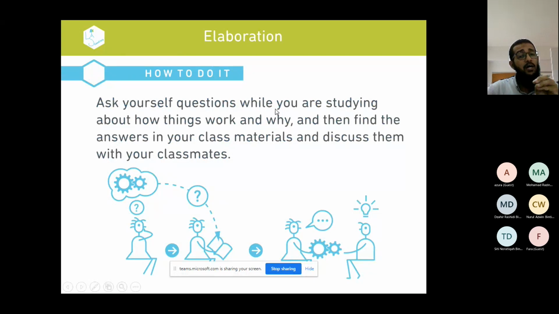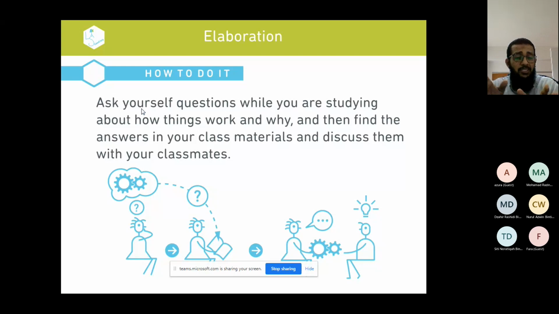So you ask yourself questions while you are studying about how things work, especially two types of questions: how and why. Why is very important. How and why. Why goes in depth. It really tries to link things with each other. So if you have old information, you can relate new information. Maybe this causes that, maybe this is related to that. And also how makes you go into the depth of what is presented to you.